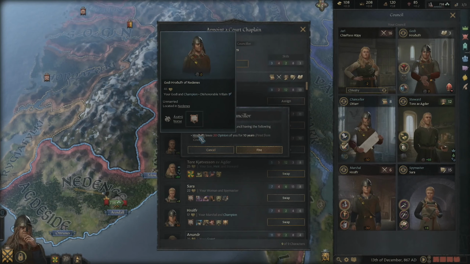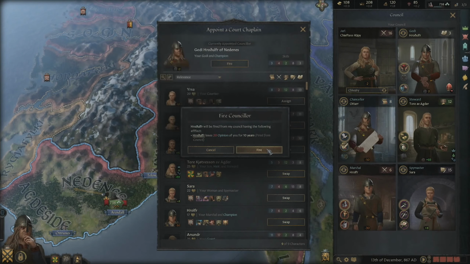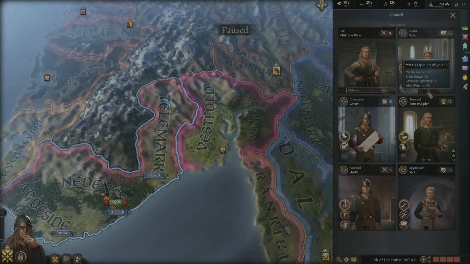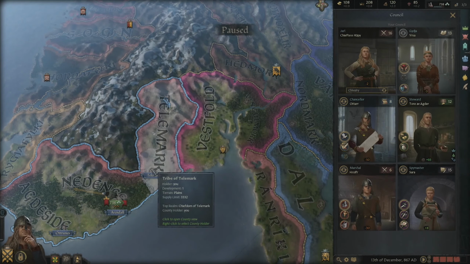So this guy will lose opinion of us, but the benefit of our current stage of the game is that he doesn't own any land. And if you don't own land in this world, you mean nothing. So you can just do whatever you want to them, essentially. So we're just going to oust this guy and hire our new person, who will immediately like us more than that person because we've hired them and put them on our council. And they are better at their job. But anyway, so we want to increase control in Telemark.